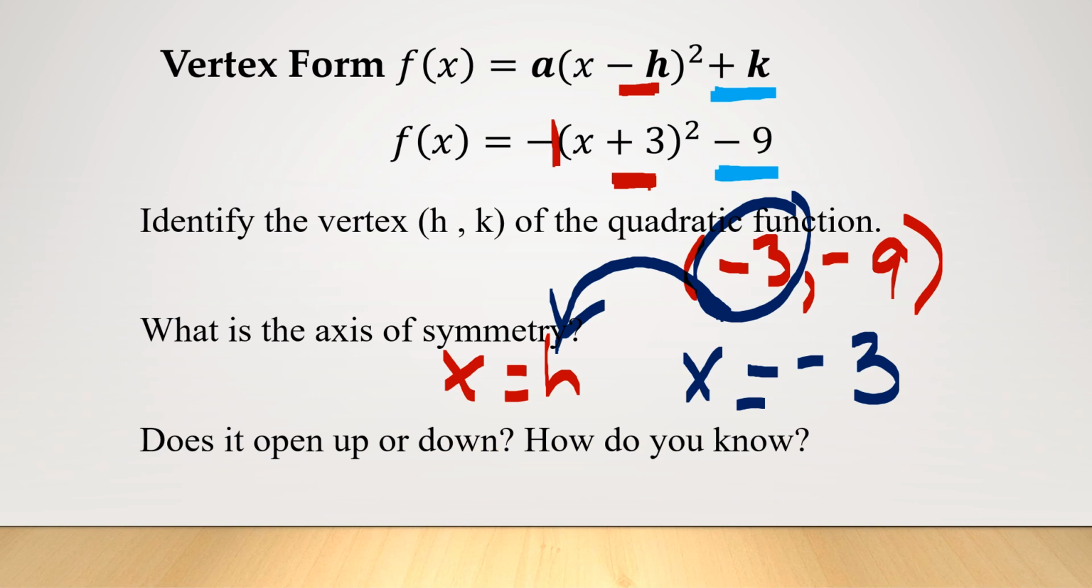Does it open up or down? How do you know? Well, notice that my a term, which is the number in front of the parentheses, is -1. And since -1 is less than 0, then this parabola is going to open down.